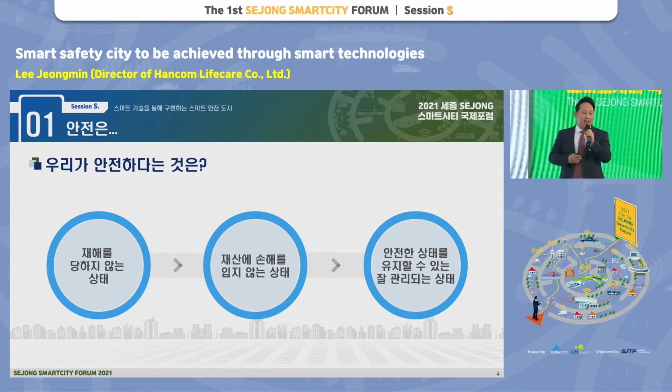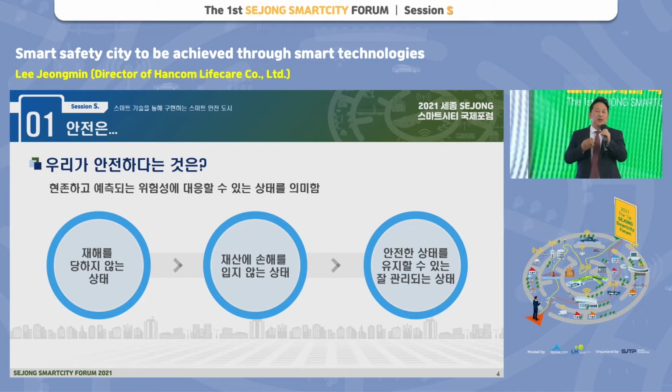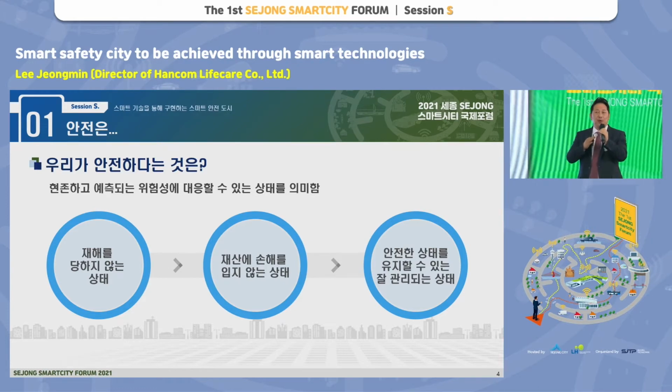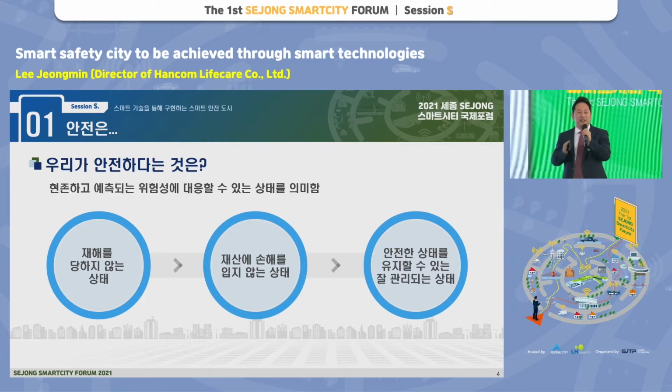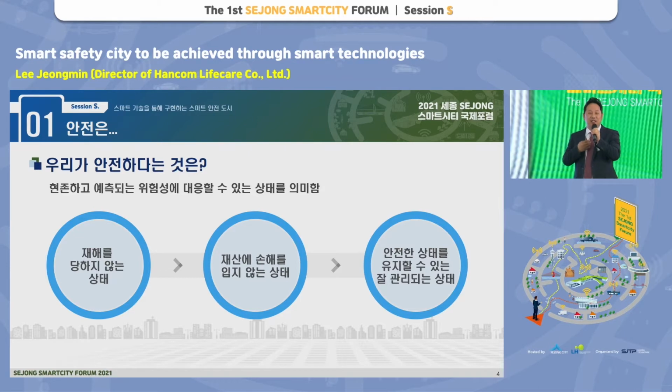Evolving from disaster to catastrophe, in order to prevent catastrophe, what will be needed? The existing and predictable risks should be responded to and prevented. We need to have that system in place. When you say we are safe, it means that we should be responding to the existing and predictable risks so that we can become safe.